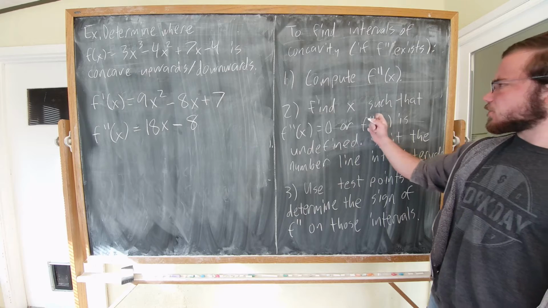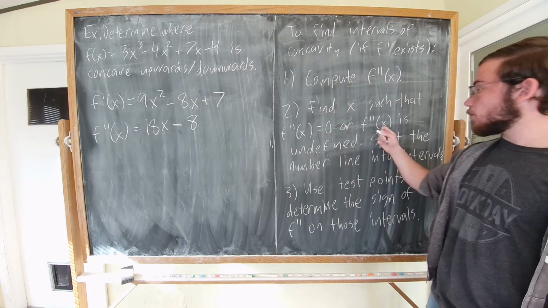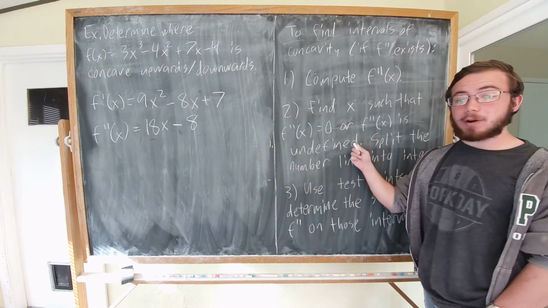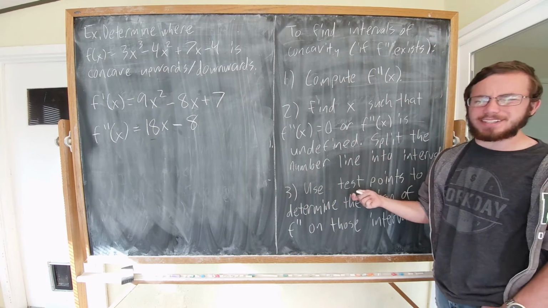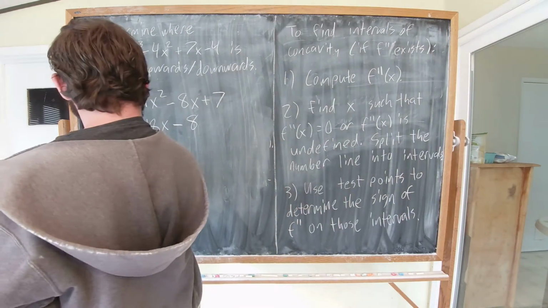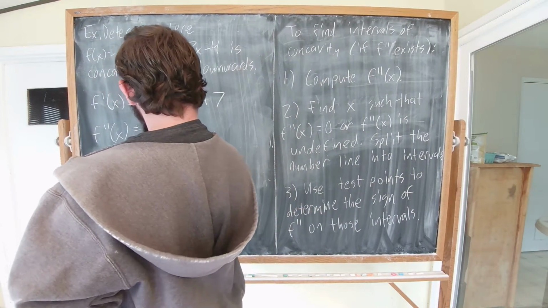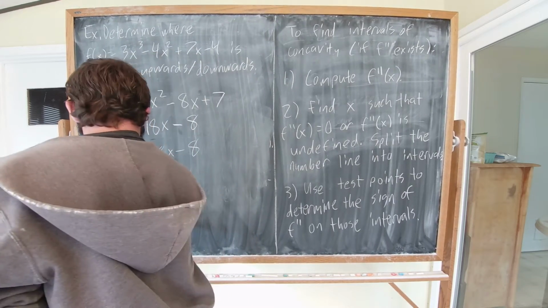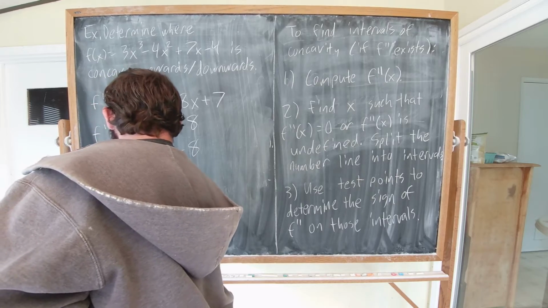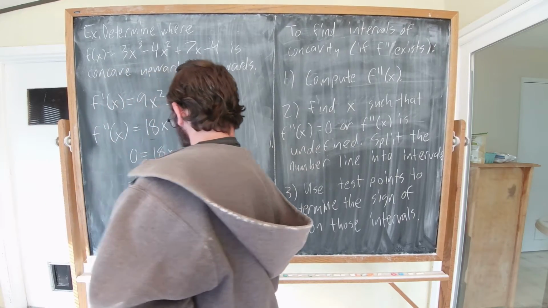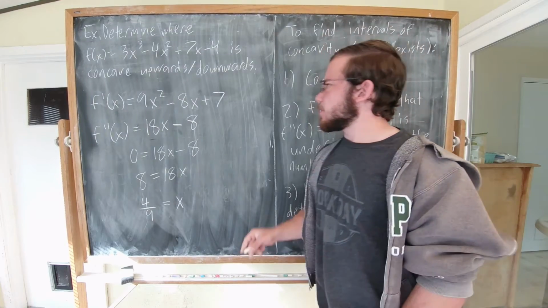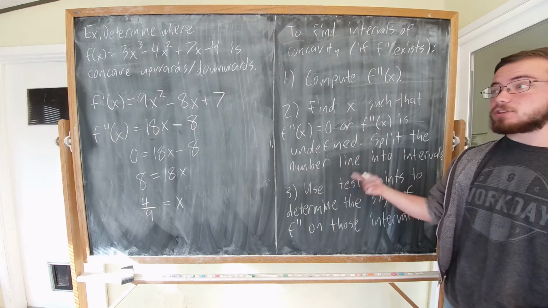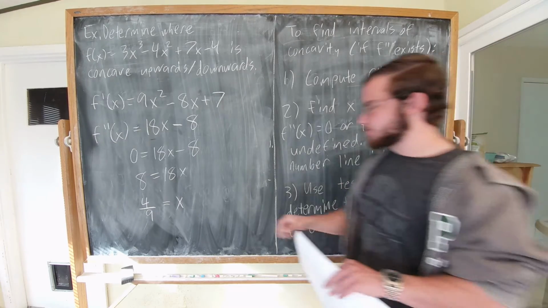Step 2, we need to solve for where f double prime of x is 0 or is undefined. This is a polynomial, so it's defined everywhere. We don't have to worry about that second condition. Let's just solve when it's equal to 0. 0 is equal to 18x minus 8 means 8 is equal to 18x. X is going to equal 4/9. Okay. So that is our, essentially, important point, and we're going to use that to split the number line into intervals.